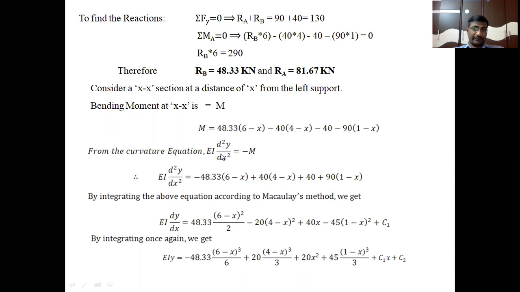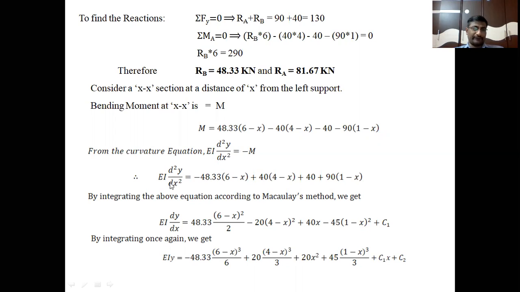Then from the curvature equation, EI d square y by dx square is equal to minus M. In this curvature equation, substitute the M equation at this place. Here the sign conventions are reversed. So minus 48.33 into 6 minus x plus 40 into 4 minus x plus 40 plus 90 into 1 minus x. This is the curvature equation after substituting the bending moment equation. Then by solving this equation, we will get the slope and deflection equations.